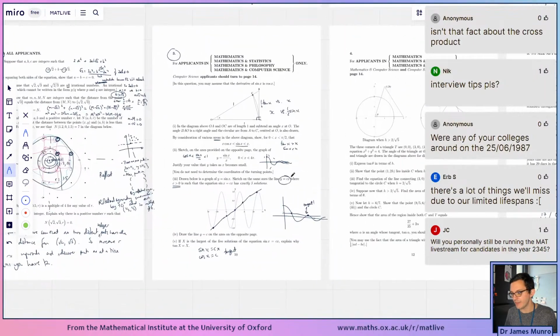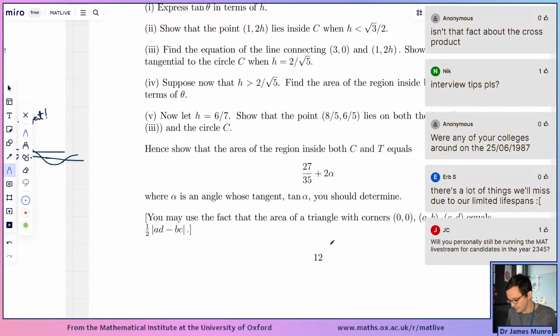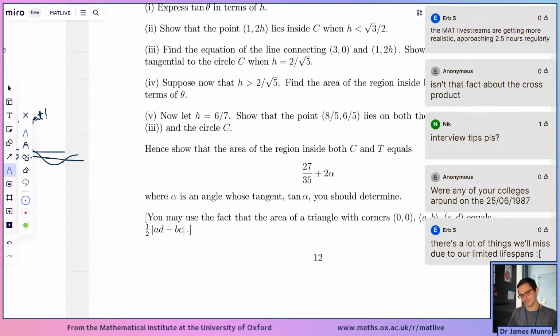Anonymous wants to know about that fact about the cross product. And Anonymous, you'll be excited by 2 or 3 extension questions on the live stream a while ago. You can think about it in terms of matrix determinants, you can think about it in terms of cross products, and you can think about it in terms of, oh gosh, there's another one, the shoelace rule, but nobody knows the shoelace rule.